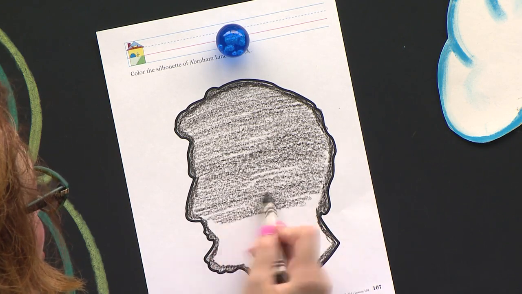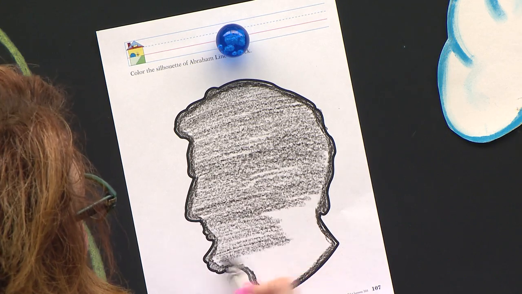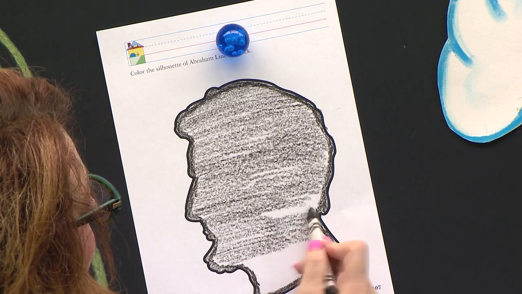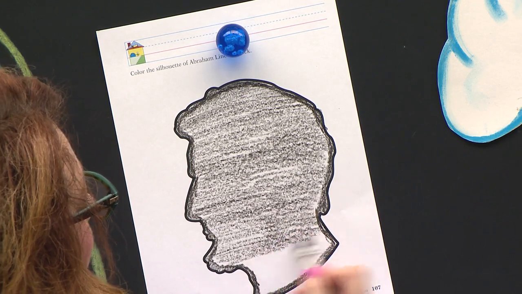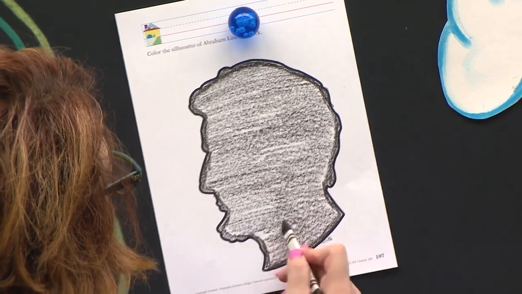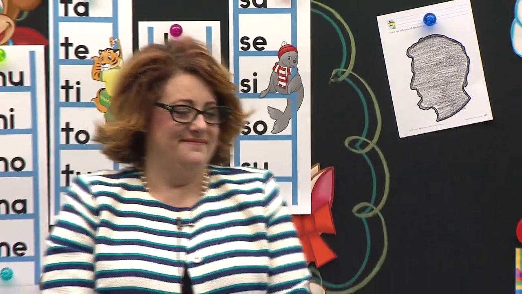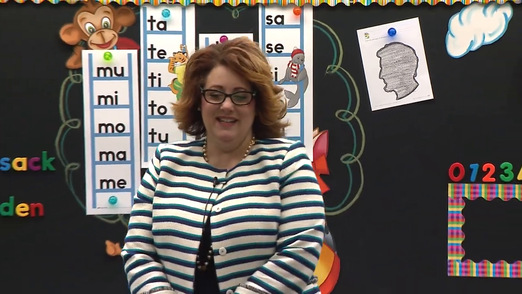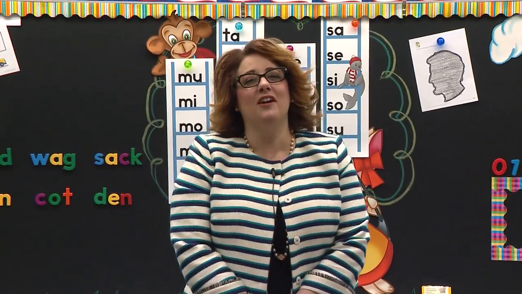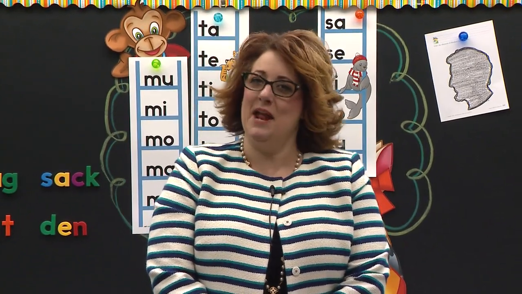Honest Abe, he worked so hard. He always did his best so that he one day became the president. He worked so hard. And then we have our silhouette of Abraham Lincoln. Boys and girls watching, you keep working hard on your paper, finishing your silhouette of our 16th President, Abraham Lincoln.